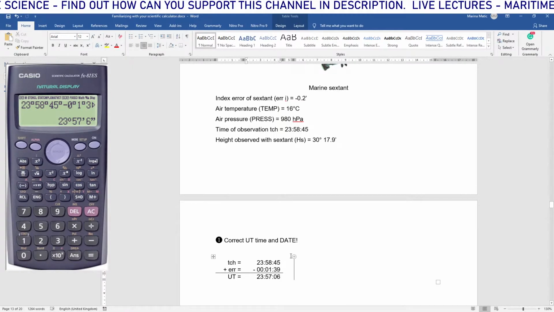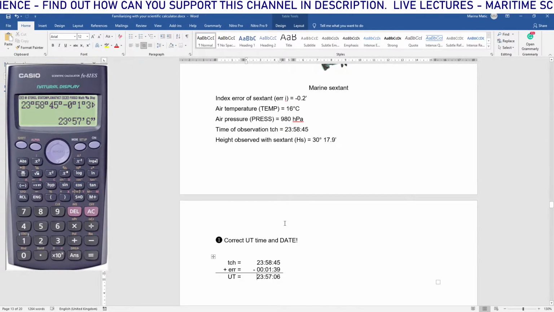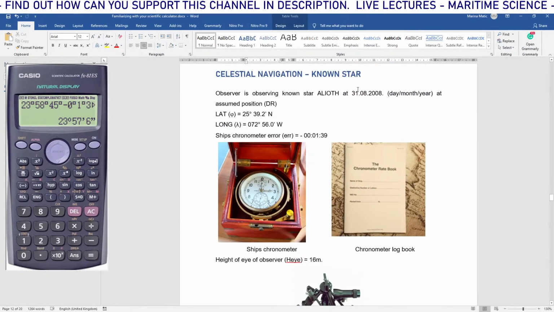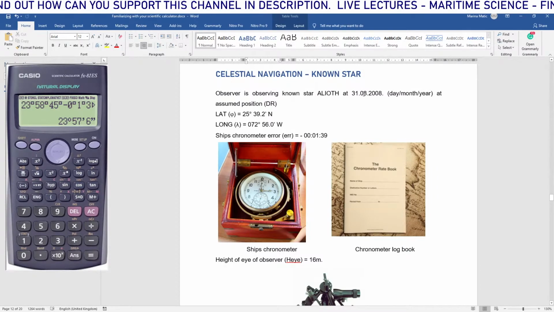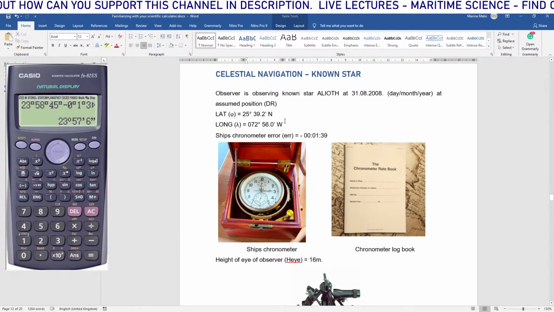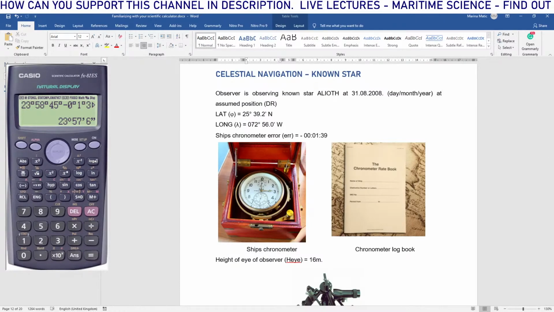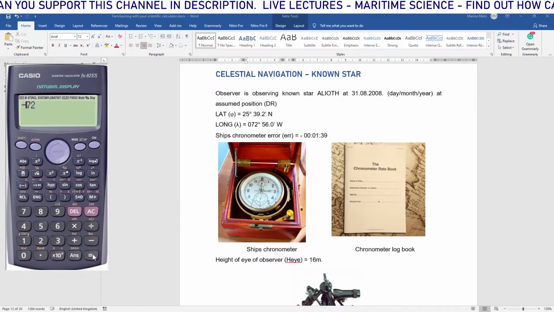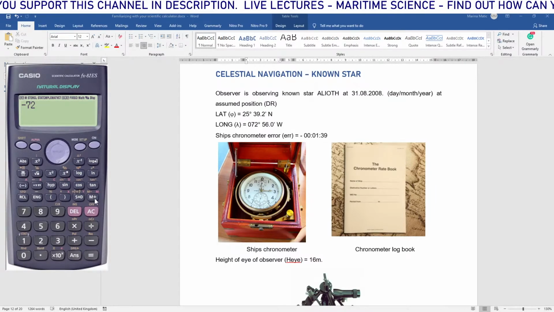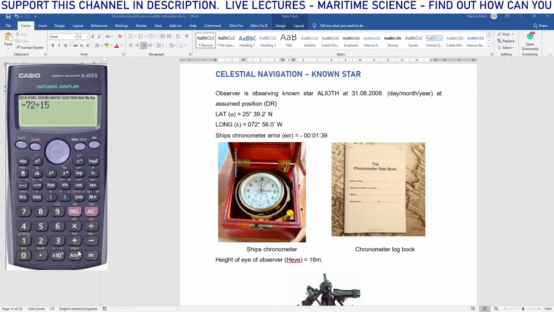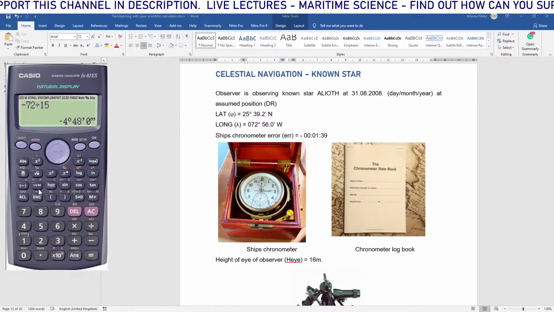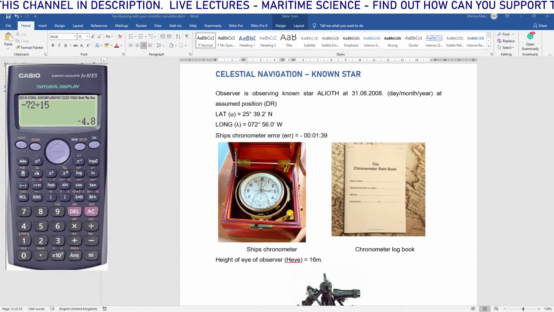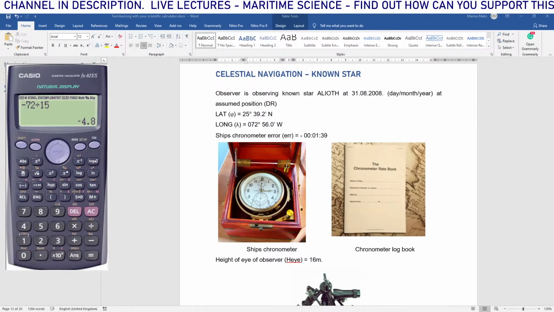And now let's check the date. Is the date still the same? So I'm observing on 31st of August. I'm 72 degrees west, so 72 degrees west, west is negative, and let's divide that by 15. So that means 5 hours. That's 5 hours minus.